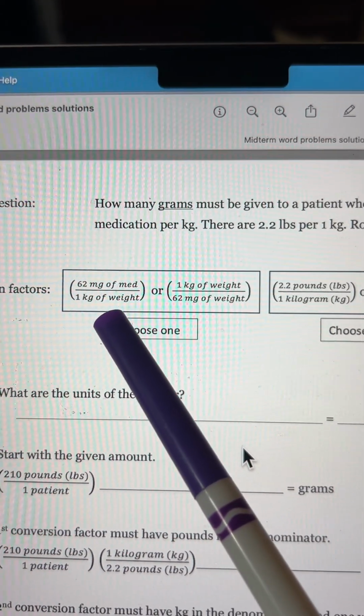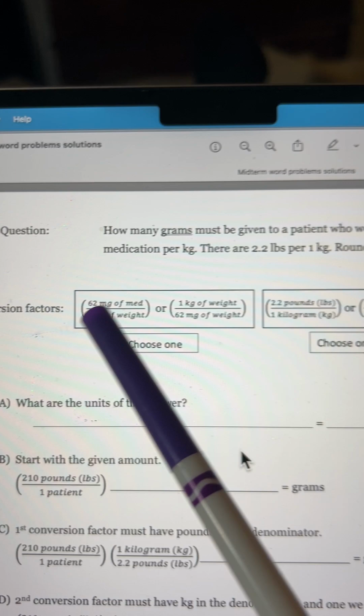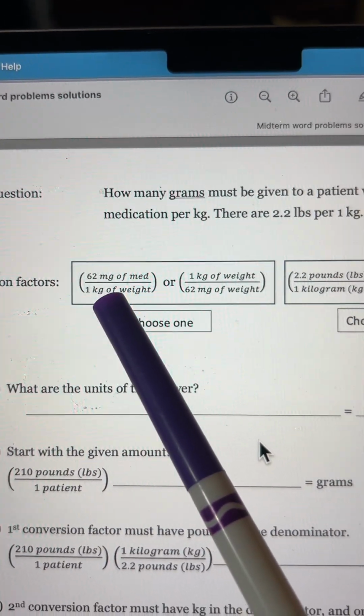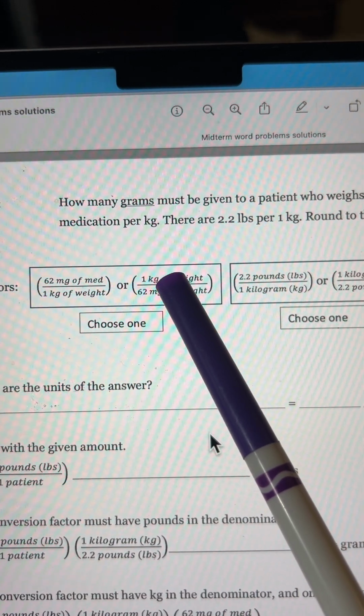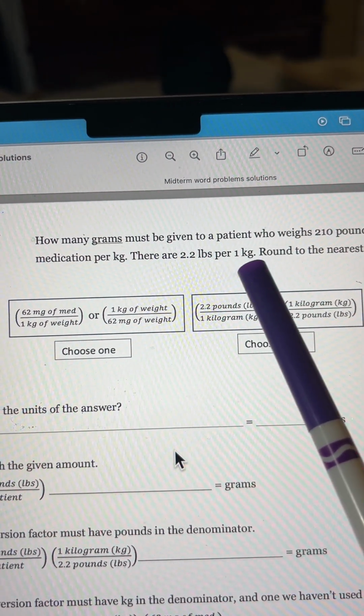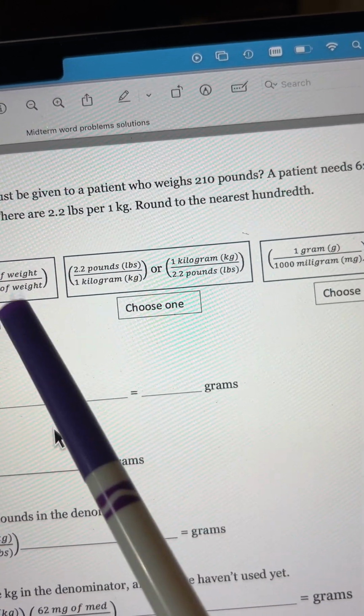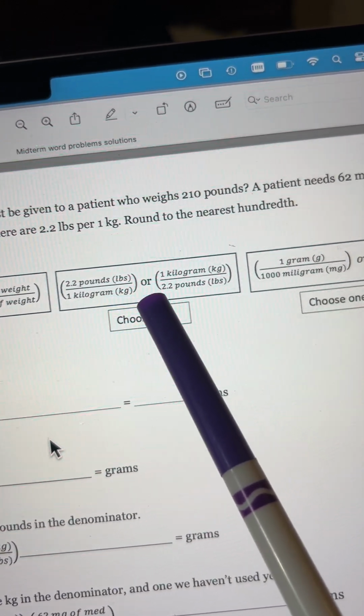First step, I took all of the conversion factors. There's a 62, boom, put it on the top, put it on the bottom, put it on the bottom, put it on the top. Look, there's another one, conversion factor. 2.2 on the top, 2.2 on the bottom. You put it in a box, you put the word or between it.